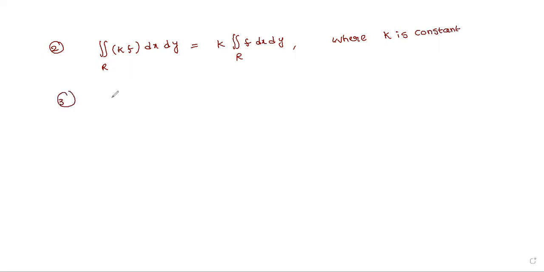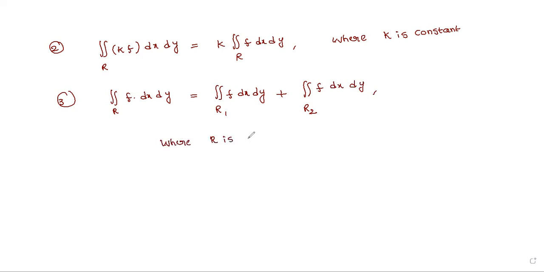Third one: double integral of f dx dy over R equals double integral over R1 of f dx dy plus double integral over R2 of f dx dy, where capital R is the disjoint union of R1 and R2.